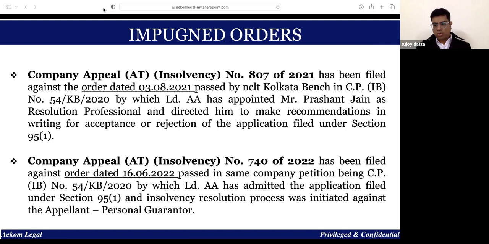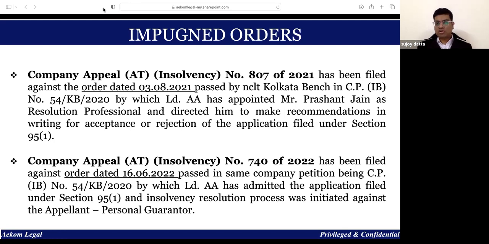Now, this is a bit controversial because some have said that this delegates away the judicial function. It seems that the judicial function of deciding, of applying the judicial mind to see whether the petition has merit or not, has been delegated from the judiciary, that is the adjudicating authority, to a private person, that is the proposed resolution professional. And that is something which is giving cause for concern.